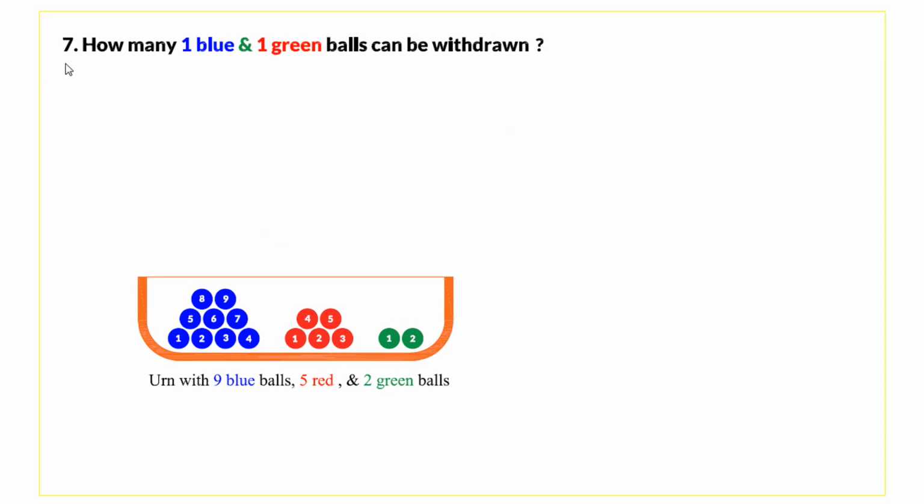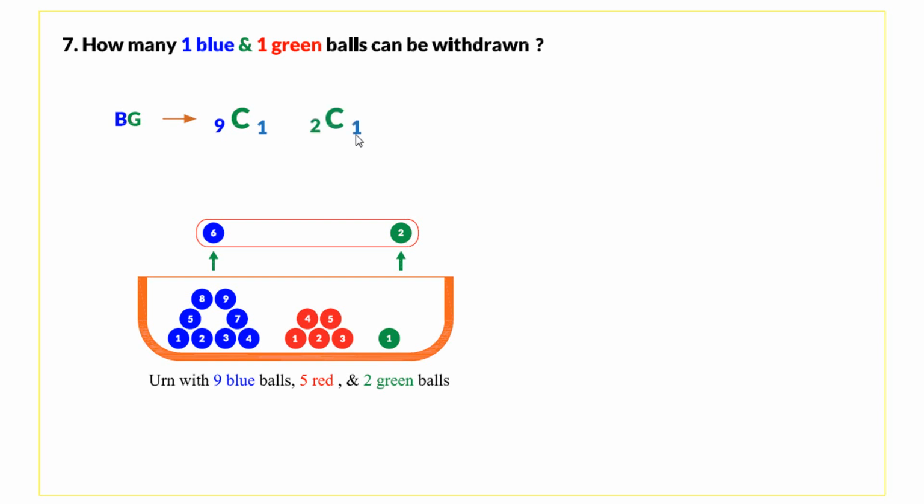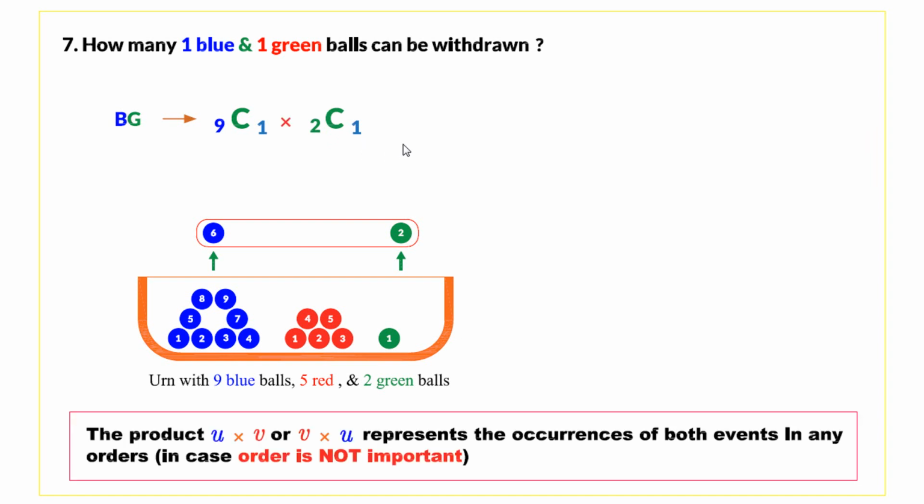Question number 7. How many 1 blue and 1 green balls can be withdrawn? So we are picking 1 blue and 1 green, and now we have a sampling of 2. So the number of ways of picking 1 blue out of 9 is 9 combined 1, and the number of ways of picking 1 green out of 2 is 2 combined 1. So now we use the multiplication principle.